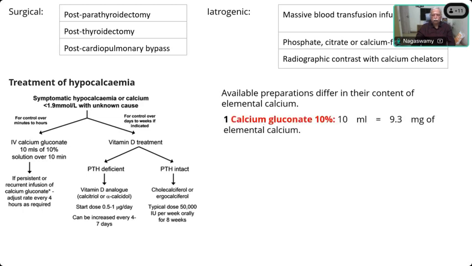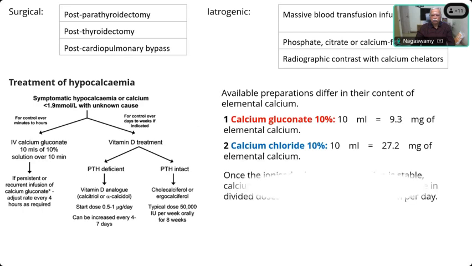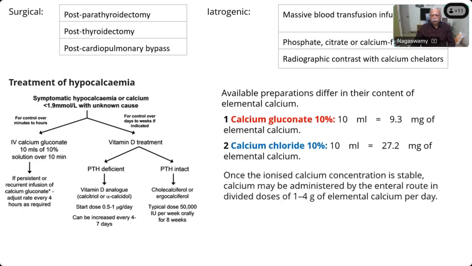You have calcium gluconate 10%, which has 9.3 milligrams of elemental calcium. The other preparation is calcium chloride 10%, again 10 ml ampules, but the calcium available is almost 3 times more, 27.2 milligrams of elemental calcium. So once the ionized calcium concentration is stable, calcium may be administered by the enteral route.